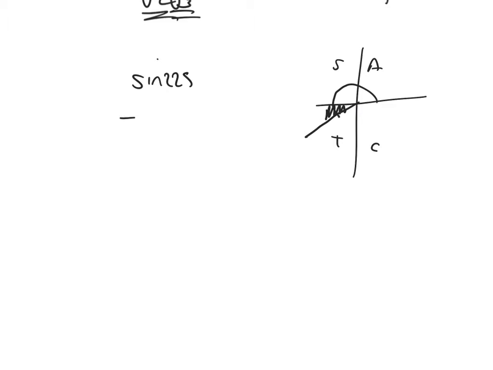Okay, the next one is going to be sine 225. Okay, so 225 is in the tan quadrant. So that's negative for sine. The acute angle is 45 degrees, minus sine 45, minus 1 over root 2.